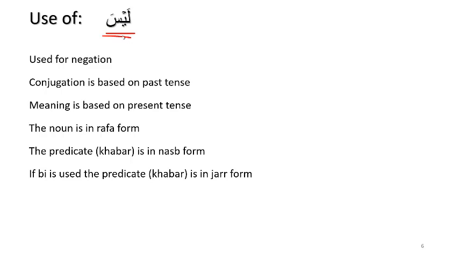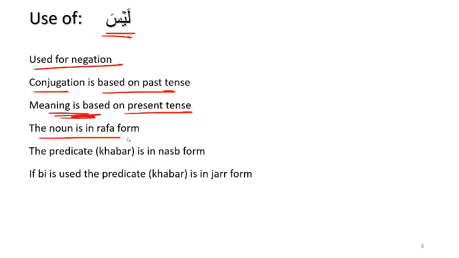Moving on to laisa. Laisa is used for negation, and when we look at the conjugation on the next slide, we should recognize that the rules of conjugation are based on past tense verbs, but the meaning of laisa is based on present tense.